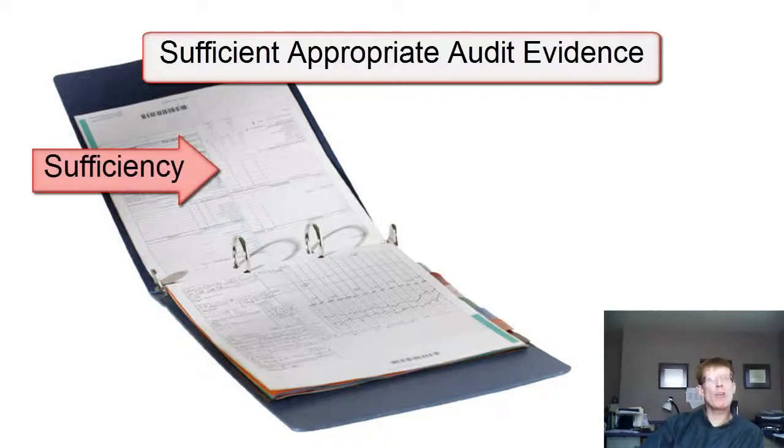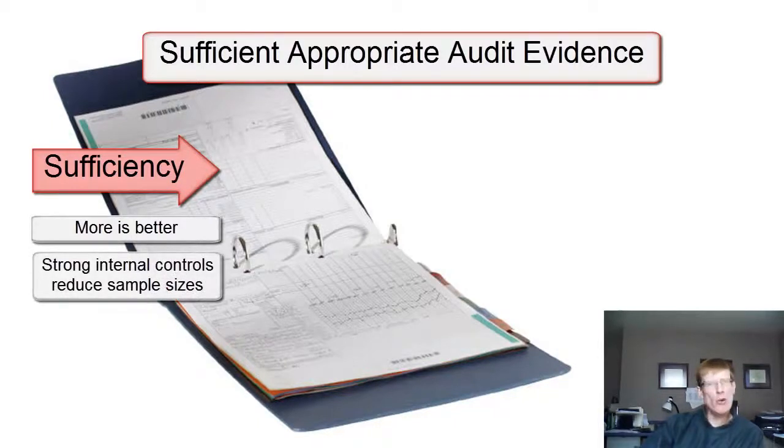Sufficiency speaks to the quantity of audit evidence gathered, and in general terms, the more evidence gathered, the more persuasive it should be, which only makes sense. However, sample sizes are also impacted by the effectiveness of the internal control system. If we test the system of controls and convince ourselves that the internal controls are effective, our sample sizes can be reduced because we are in essence relying in part on the client's controls for part of our warm fuzzy feeling. Note we have two types of evidence here.